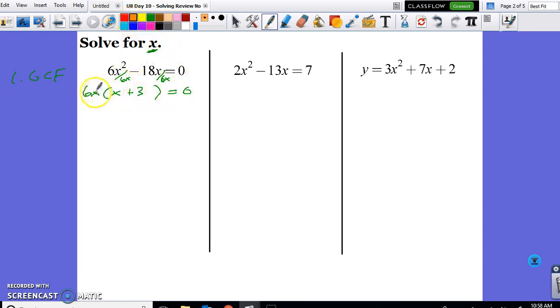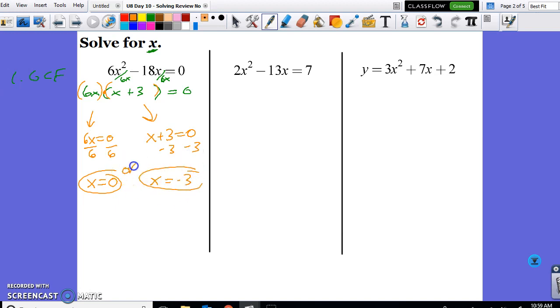Now by the zero product property, once I've finished factoring and I have two factors, 6x and x plus 3, and they're both being multiplied together to equal 0, I know that either 6x has to be 0 or x plus 3 has to be equal to 0. The zero product property just says that when I multiply two things together to get 0, then one thing or the other thing has to be 0. I divide by 6 on the left side, so x has to be 0. Or if I subtract 3 on the right side over here, I get x equals negative 3.